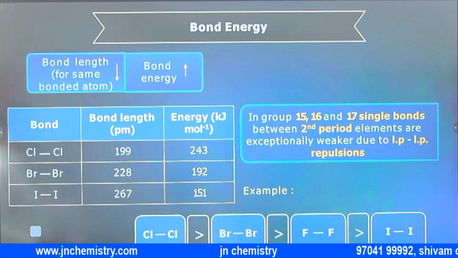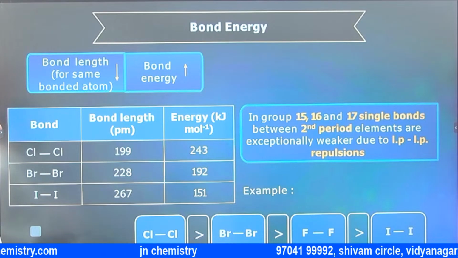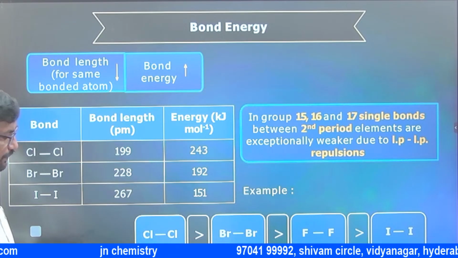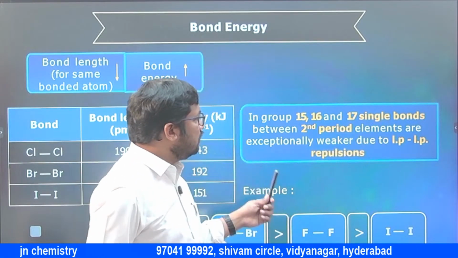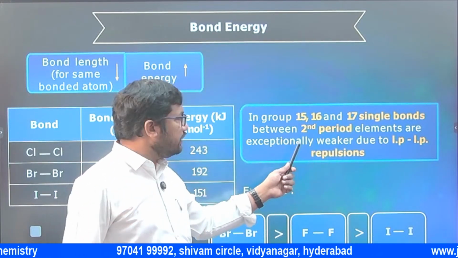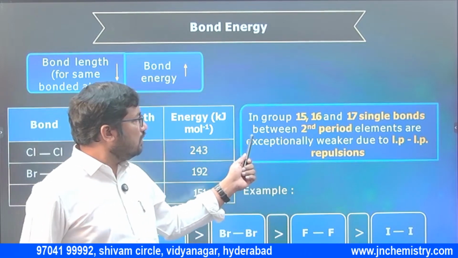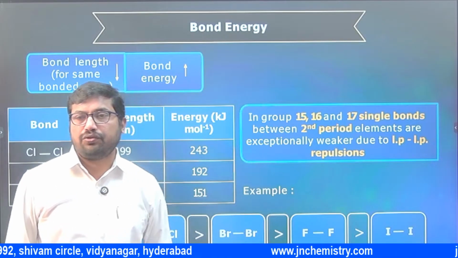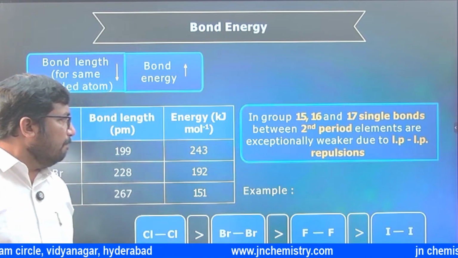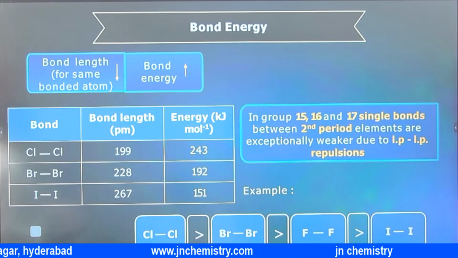Due to lone pair repulsions, second period elements are exceptionally weaker. This point is very important. In groups 15, 16, 17, write this point down. Even that comes under the periodic table also. Second period elements are exceptionally weaker due to lone pair repulsions. Chlorine, bromine, fluorine and iodine.